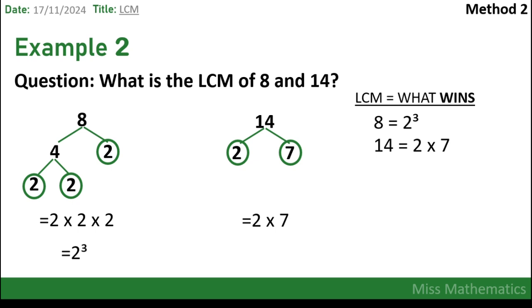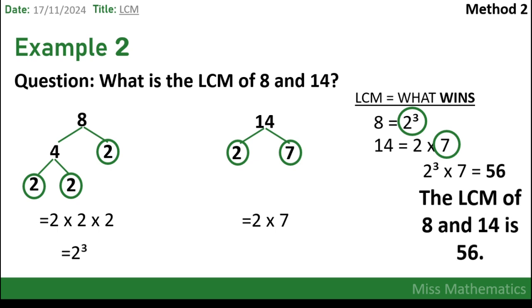If we line these up, LCM is what wins, so that is the biggest number. So from 2 cubed and 2, 2 cubed wins, and then from 7 and nothing, 7 wins because 7 is greater. Therefore, we can do 2 cubed times 7, which is the same thing as 8 times 7, and we get 56. Therefore, the lowest common multiple of 8 and 14 is 56.